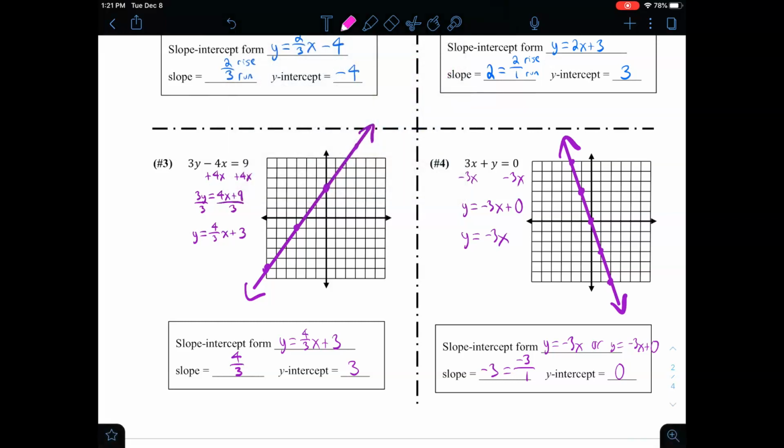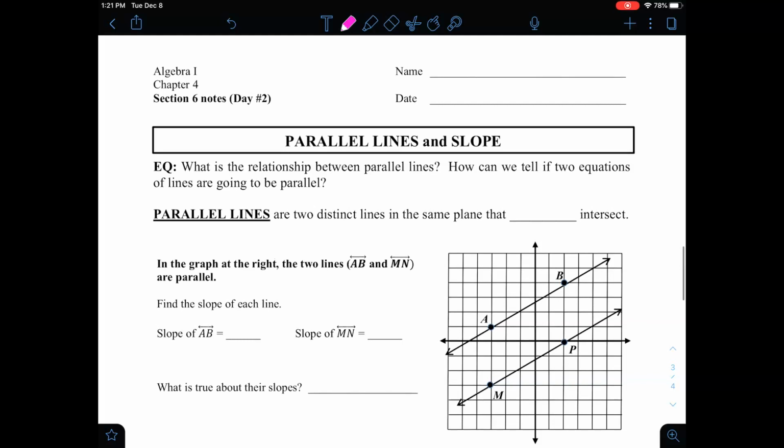All right, last section for today, and hopefully this one will be not too fast or too slow. Parallel lines and slope. What is the relationship between parallel lines? How can we tell if two equations of lines are going to be parallel? Parallel lines are two distinct lines in the same plane that never intersect.